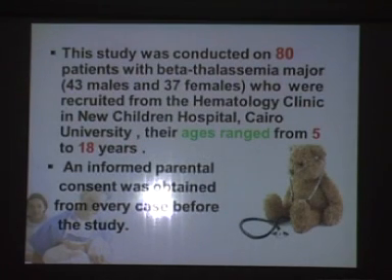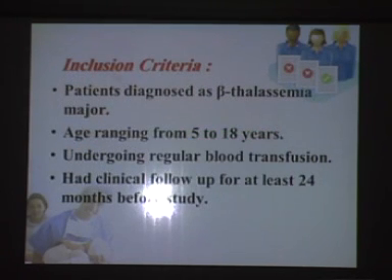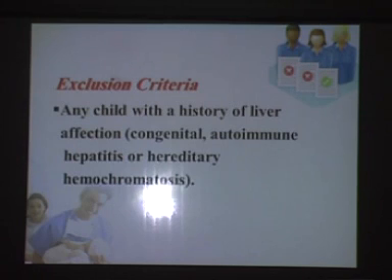This study was conducted on 80 patients with beta thalassemia major, who were recruited from the hematology clinic in New Children's Hospital, Cairo University. Their age ranged from 5 to 18 years, and informed parental consent was taken. Inclusion criteria: patients diagnosed as beta thalassemia major, aged 5 to 18 years, undergoing regular blood transfusion, and with clinical follow-up for at least 24 months before the study. Any child with a history of liver affection was excluded.